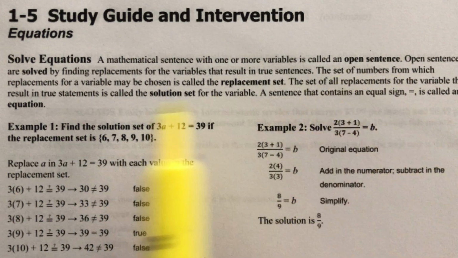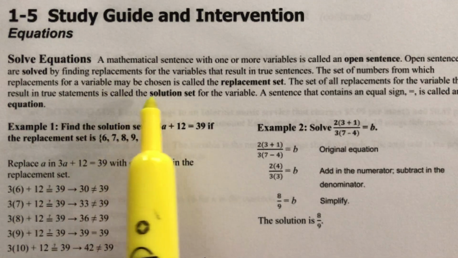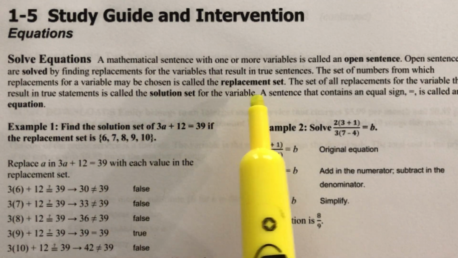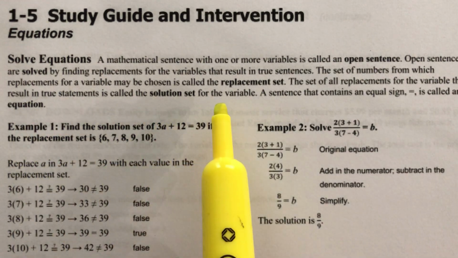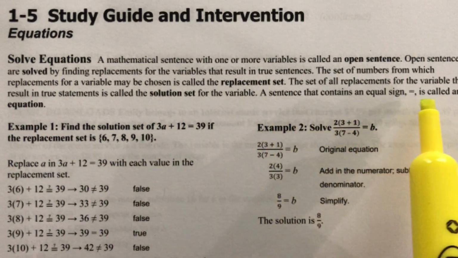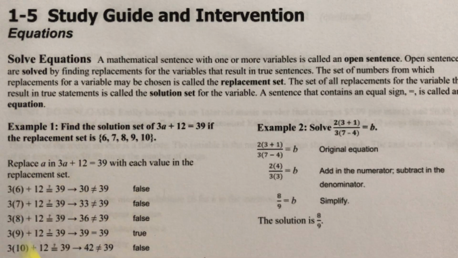The set of numbers from which the replacement for a variable may be chosen is called a replacement set. The set of all replacements for the variables that make true statements is called a solution set. When a sentence contains an equal sign, it's called an equation.